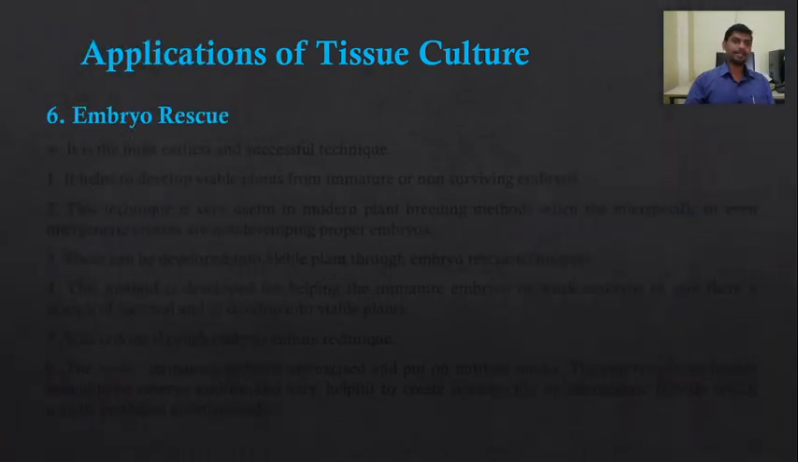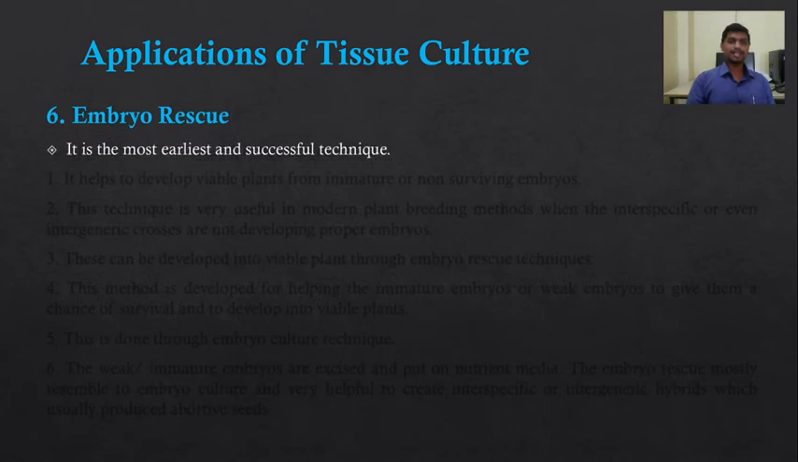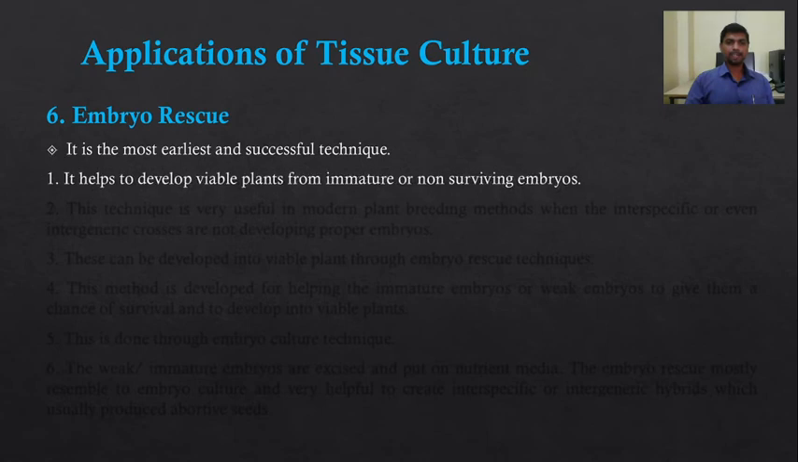The last one is the embryo rescue. Embryo rescue is the earliest and most successful technique. It helps to develop viable plants from immature or non-surviving embryos. As you know, a plant can be produced by using the embryo, because the embryo possesses shoot initials and root initials.